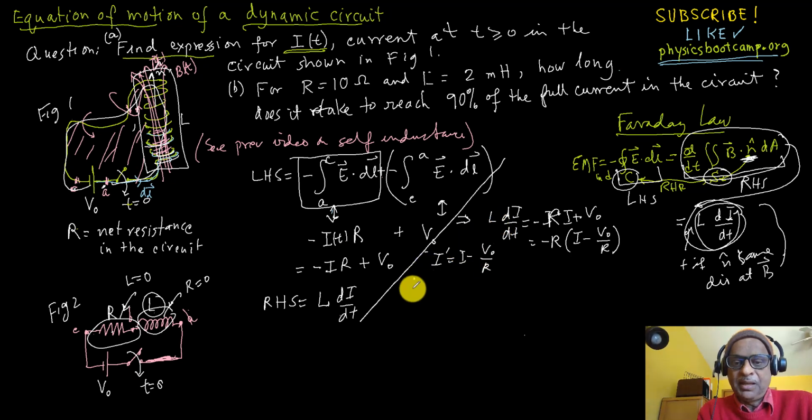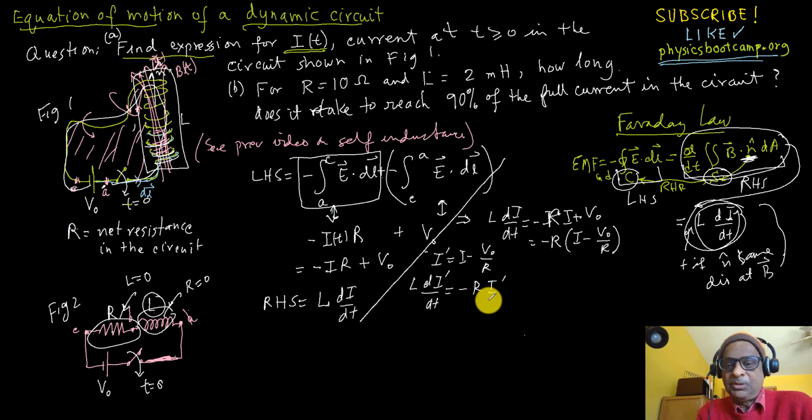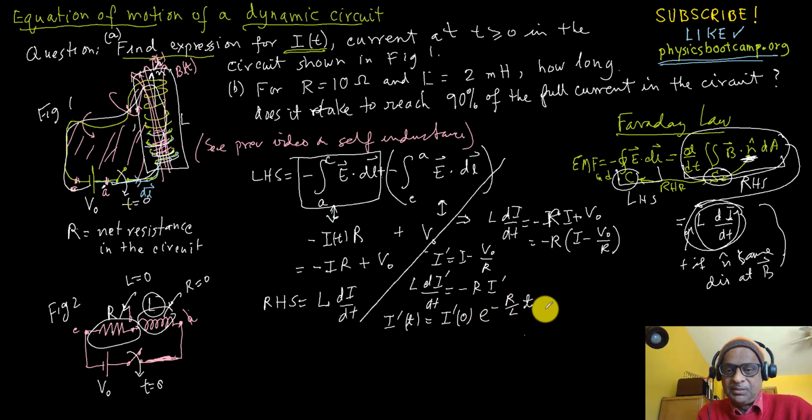Then I've got L di prime dt is equal to minus R i prime. And this is very easy to answer. This is I prime at time t, which is going to be I prime at time 0, e to the power minus R over L t. You can take a time derivative, R over L comes down here, and then you can just say check.